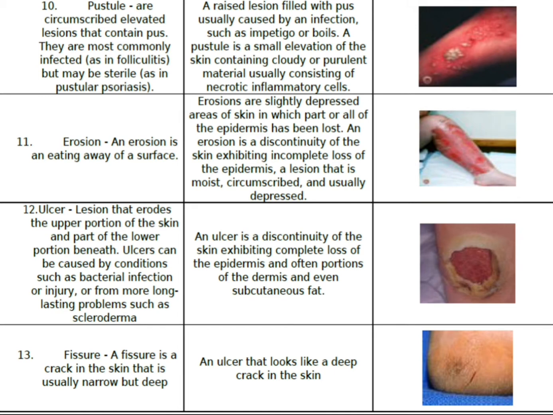12. Ulcer. An ulcer is a lesion that erodes the upper portion of the skin and part of the lower portion beneath. Ulcers can be caused by conditions such as bacterial infection or injury, or form more long-lasting problems such as scleroderma. An ulcer is a discontinuity of the skin exhibiting complete loss of the epidermis and often portions of the dermis and even subcutaneous fat.